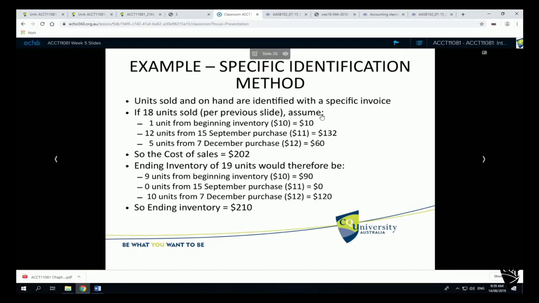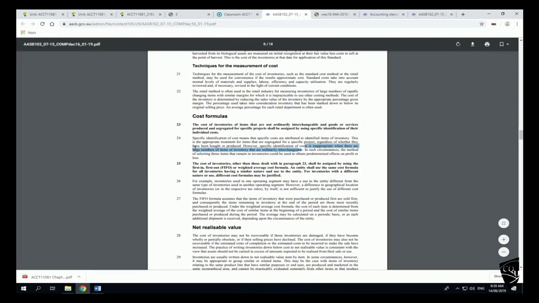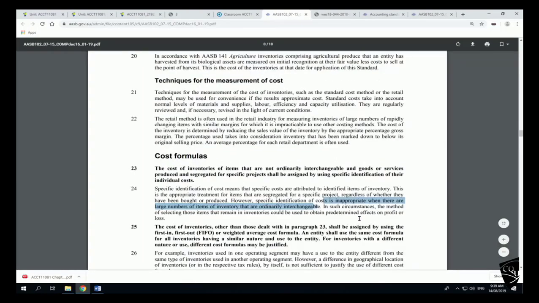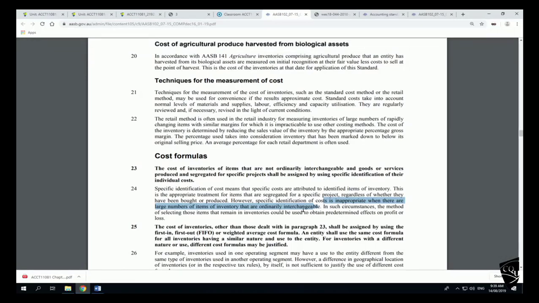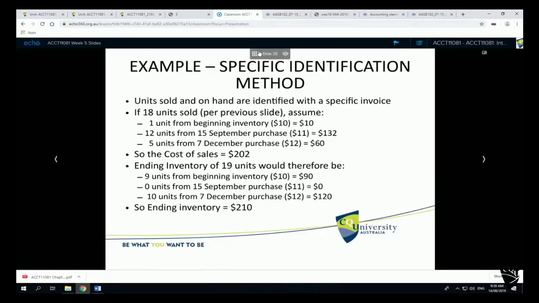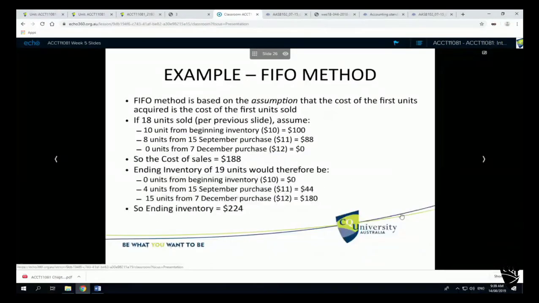In the accounting standard, AASB 102, paragraph 24 actually says that specific identification is inappropriate when there are large numbers of items in inventory that are ordinarily interchangeable, like loaves of multigrain bread. Okay, so specific identification isn't practical when we've got large items which are fairly homogeneous. So we'll go through these next methods now that we can use.